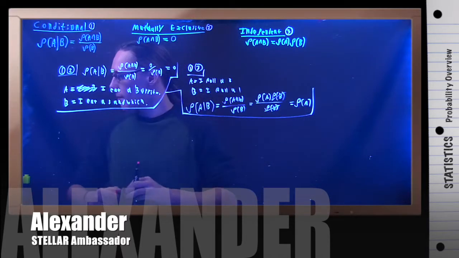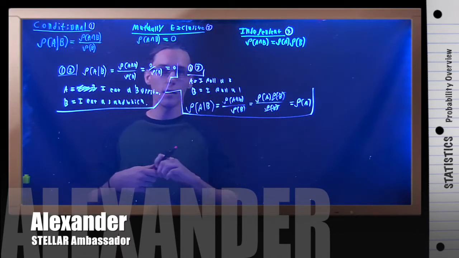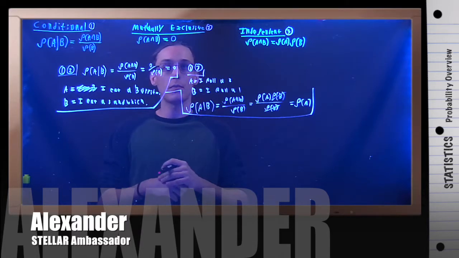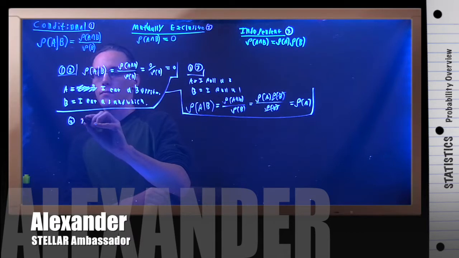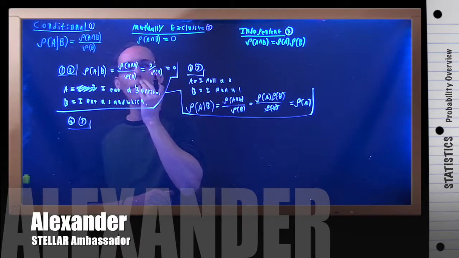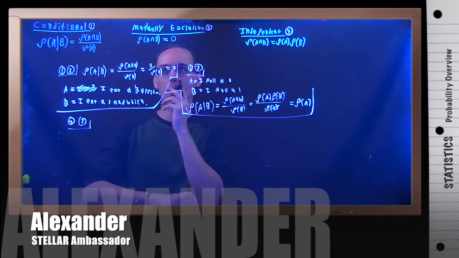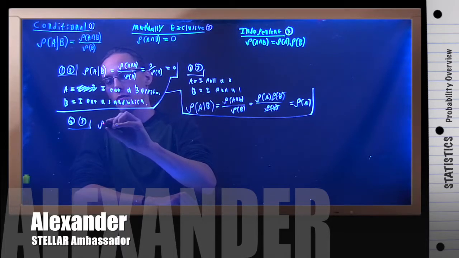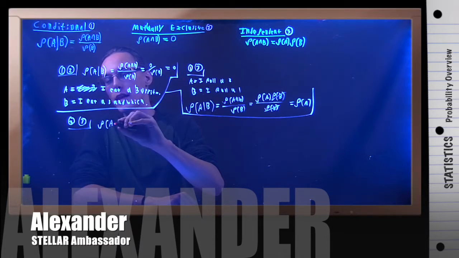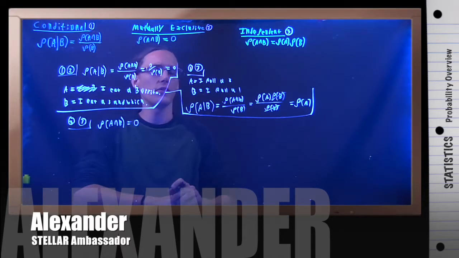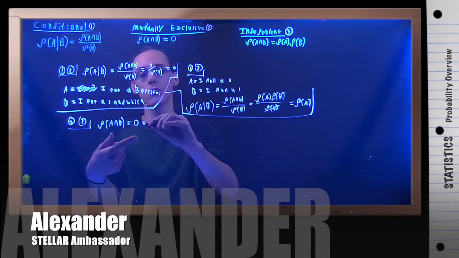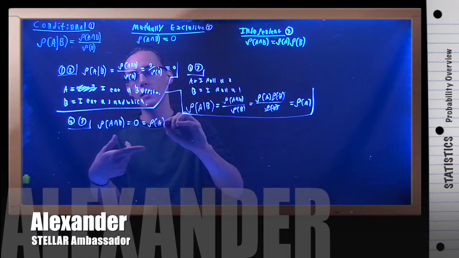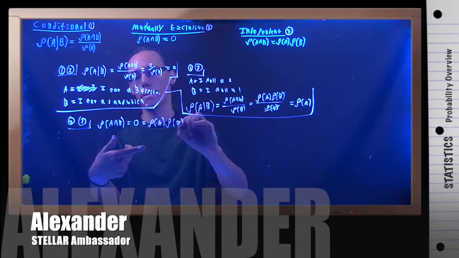So let's mix one more thing. Let's mix 2 and 3, mutually exclusive and independent. Okay, well this is interesting because if they're mutually exclusive, then we know that the probability that A happens and B happens is 0. But if they're independent, we also know that the probability that A happens and B happens should also equal the probability of A times the probability of B.